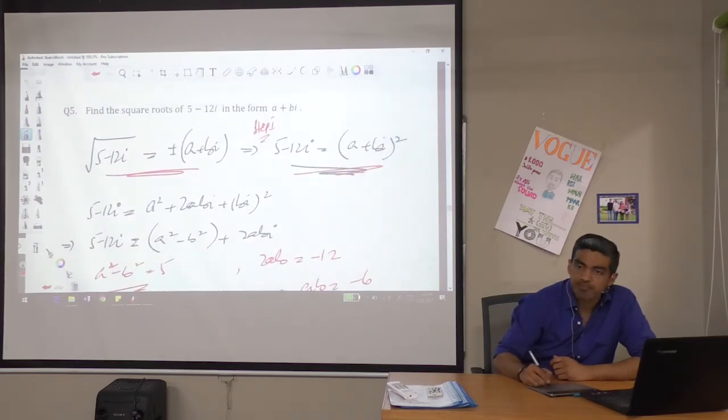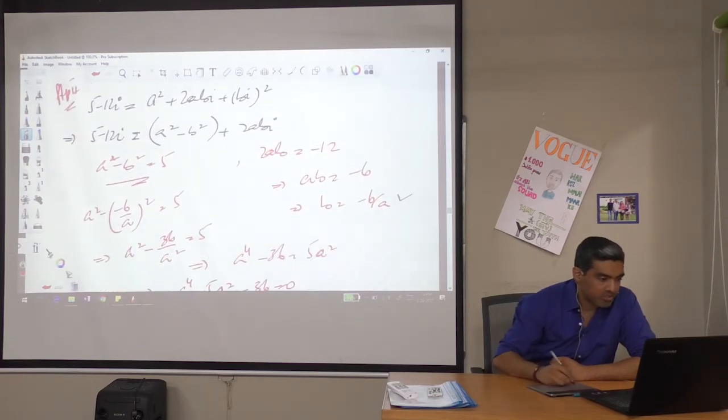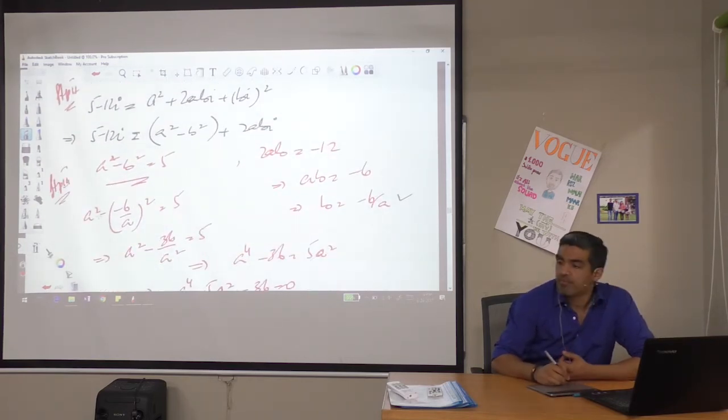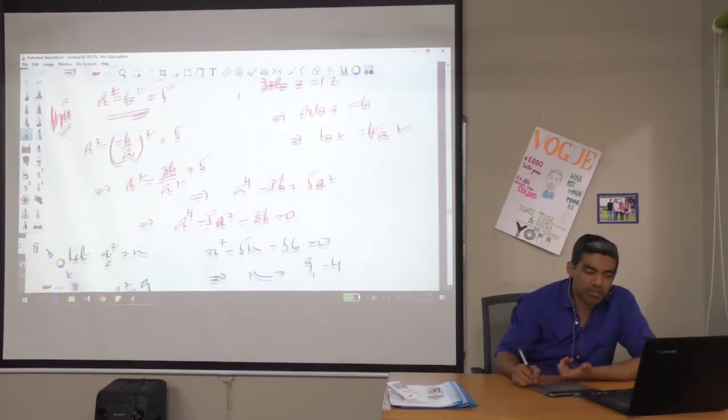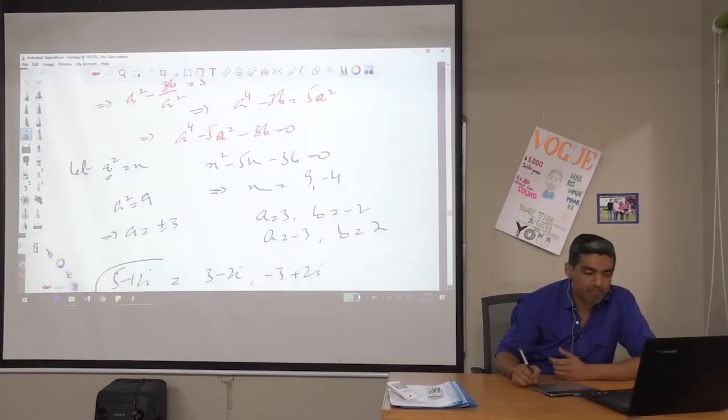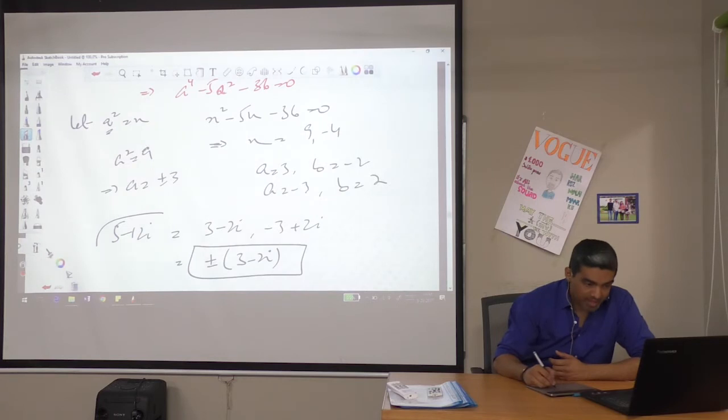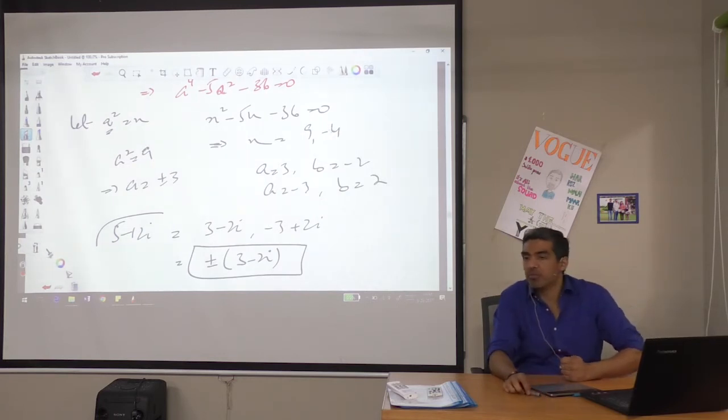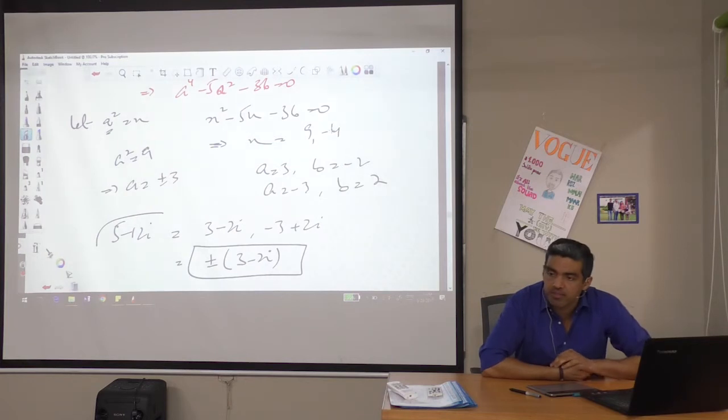Okay, so this is a standard procedure. This is your step 1. Your step 2 is expansion, and then comparing. That's your step 3. Comparing real parts and imaginary parts, and therefore after the comparison you will get your values of a. Ignore the minus one if you get it, because a square cannot be minus 4. So from this one value you will be getting the 2 answers. Are we all good? Any questions? Is everyone okay with the procedure?